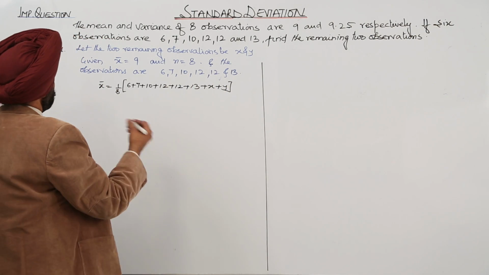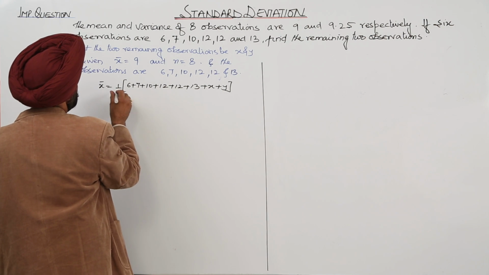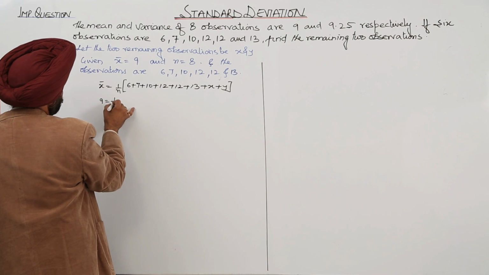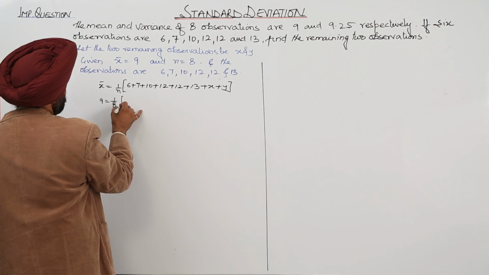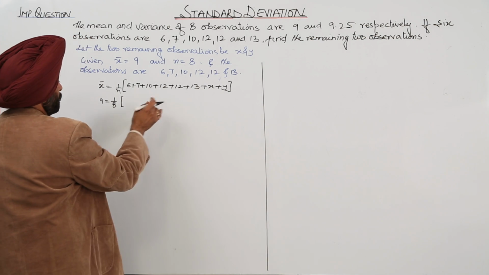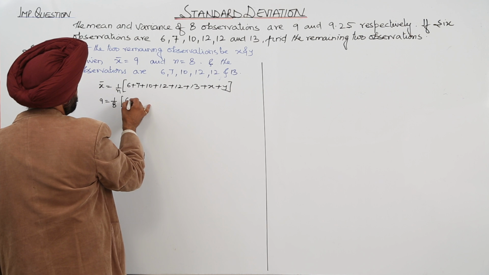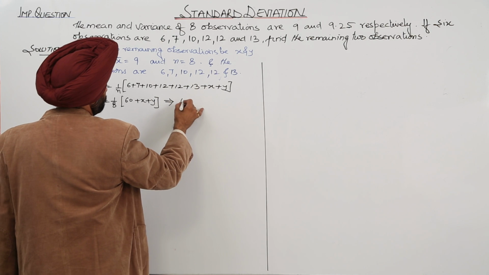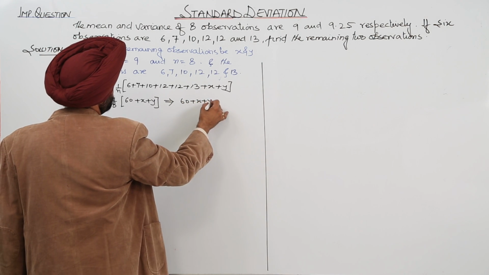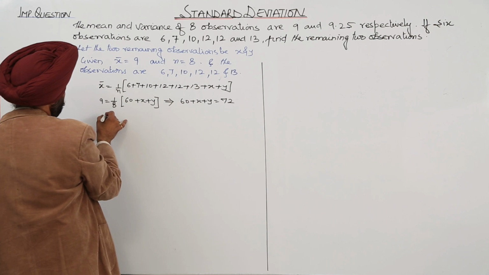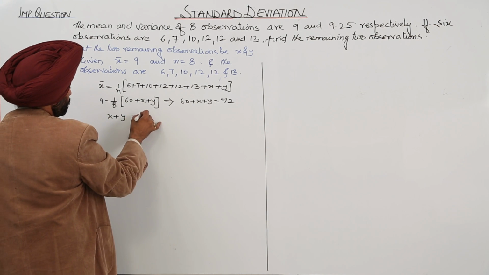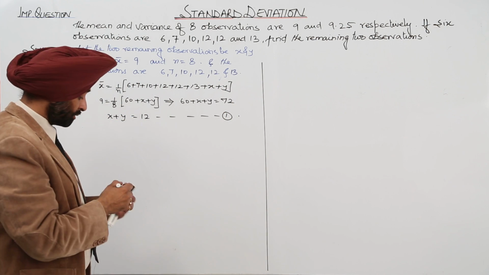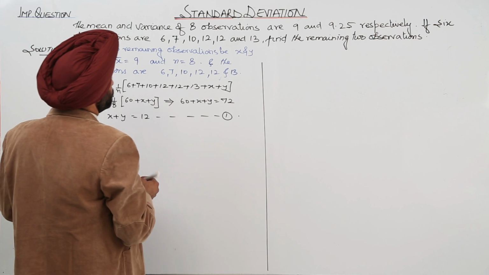Okay. What is mean? First of all, let us write n here. Now 9 is equal to 1 by 8 with, now adding all these, it is 60 plus x plus y. 60 plus x plus y is equal to 72. X plus y is equal to 12. Equation 1. First thing.